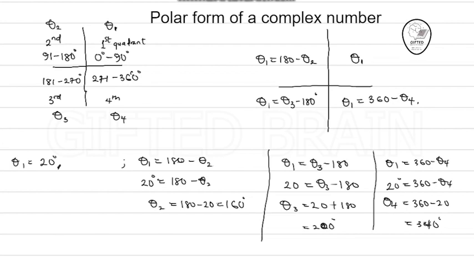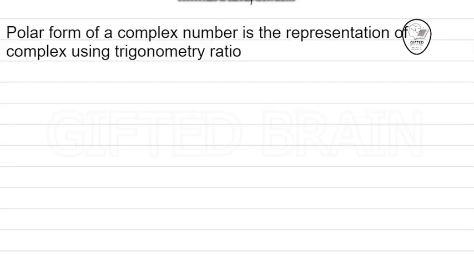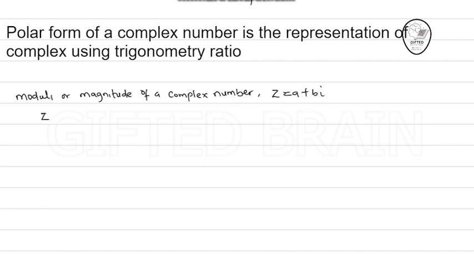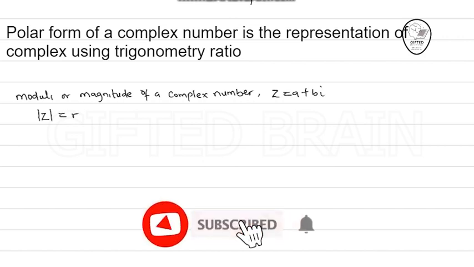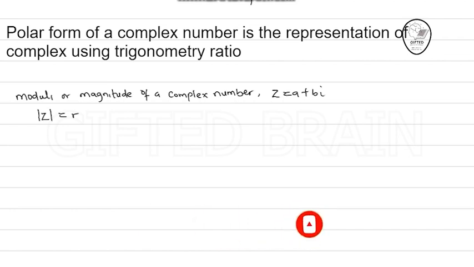But before we go into that, let's define some things about the polar form of a complex number. The polar form of a complex number is a representation of a complex number using trigonometric ratios. Another thing we need to talk about is the moduli of a complex number. The moduli or magnitude of a complex number, if the complex number is given as z equal to a plus bi, can be written as r. The modulus of a complex number is represented by r. I can write it as modulus of z or magnitude of a complex number, the same. This is simply the square root of a squared plus b squared.